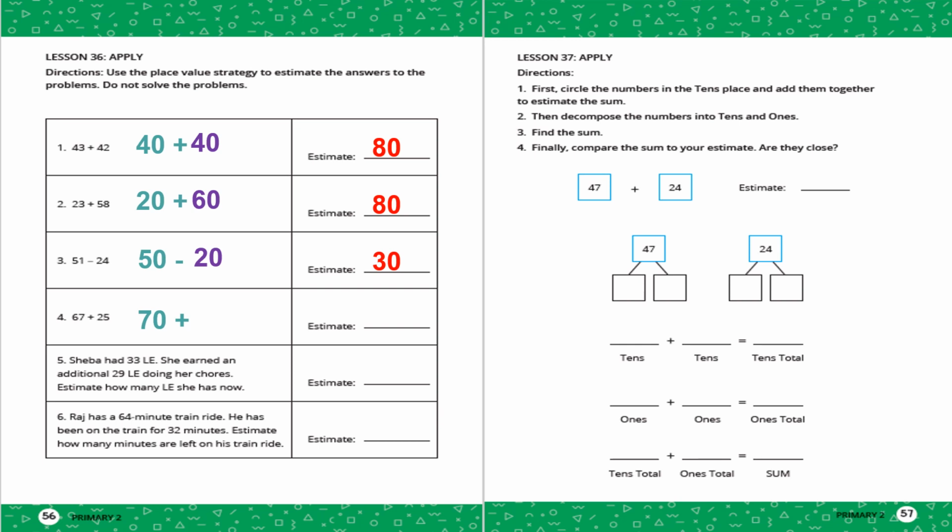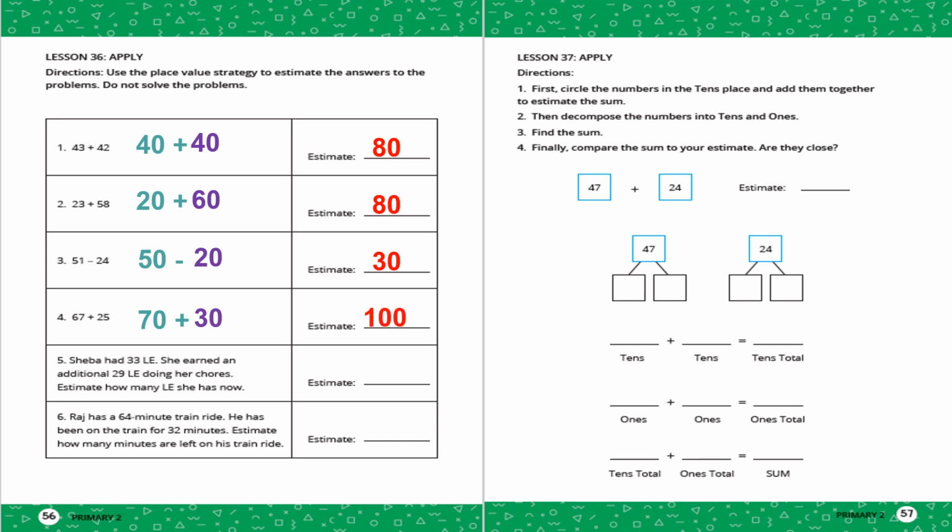25 is between 20 and 30. Look at the ones. Ones is 5. 5 or more, go to the next door. So 25 will be 30. 70 plus 30 equals 100.